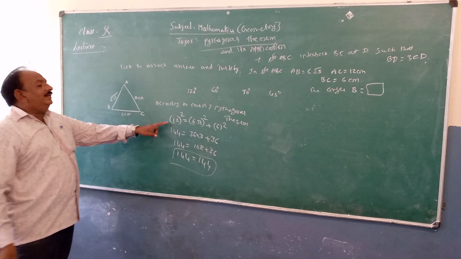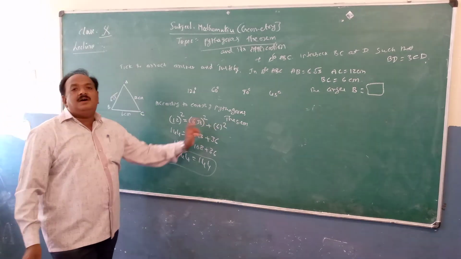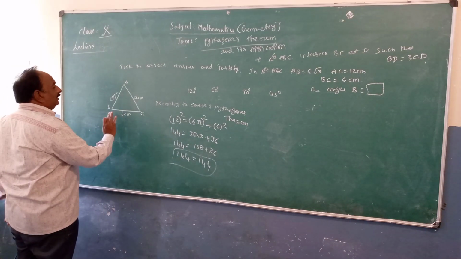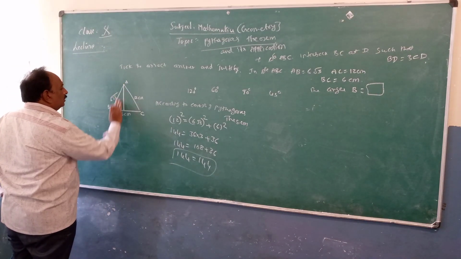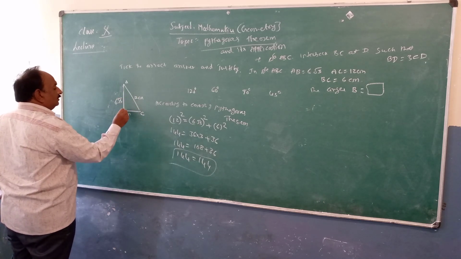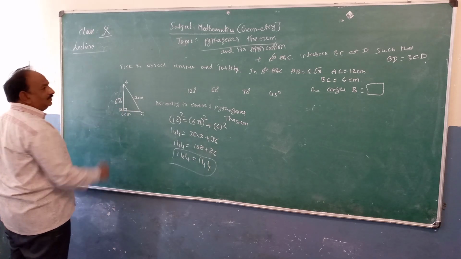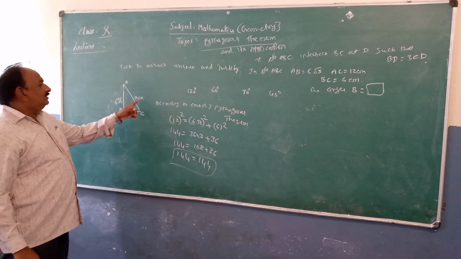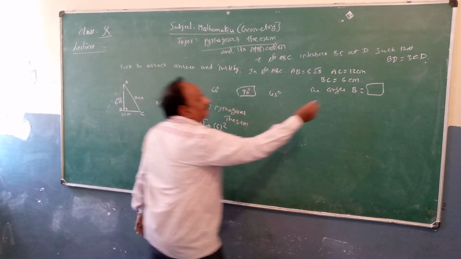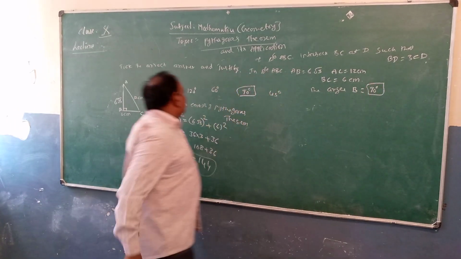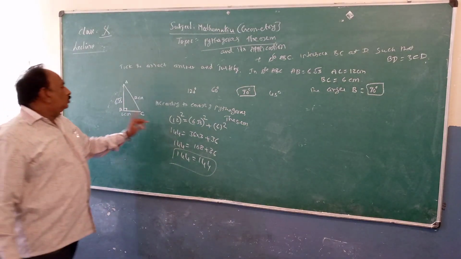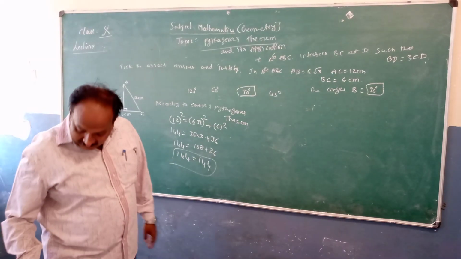The square on the longest side of the triangle is equal to the sum of the squares on the other two sides, those two sides containing the right angle. So this triangle becomes like this, with 6 root 3, and this is 90 degrees. Angle B is 90 degrees, because the square on the longest side of the triangle is equal to the sum of the squares on the other two sides, those two sides containing the right angle.